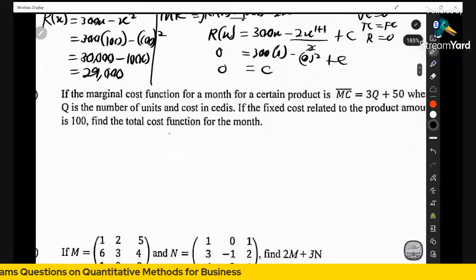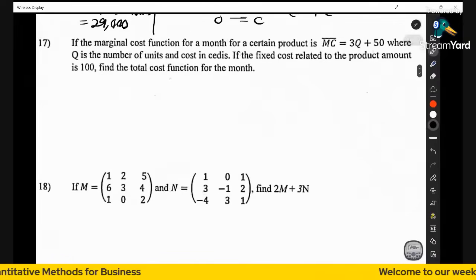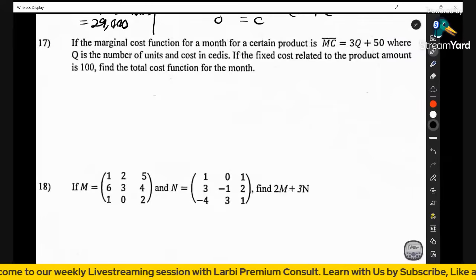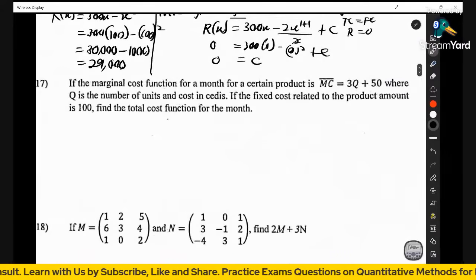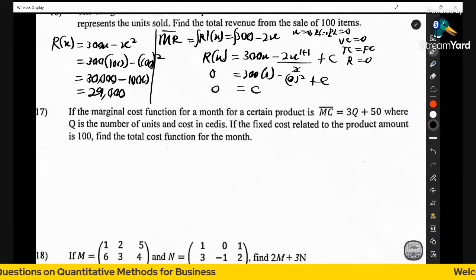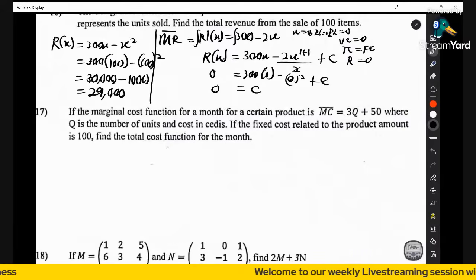Question number 17. If the marginal cost function for a month for a certain product is 30Q plus 50, where Q is the number of units and cost in cedis, if the fixed cost related to the product amounts to 100 cedis, find the total cost function. So as we dealt with revenue, same way we can also deal with the cost. Always note that when you make the assumption that at the production level of 0, three things will happen. Your variable cost should be equal to 0. Your total cost should be equal to your fixed cost, and your total revenue should be equal to what?